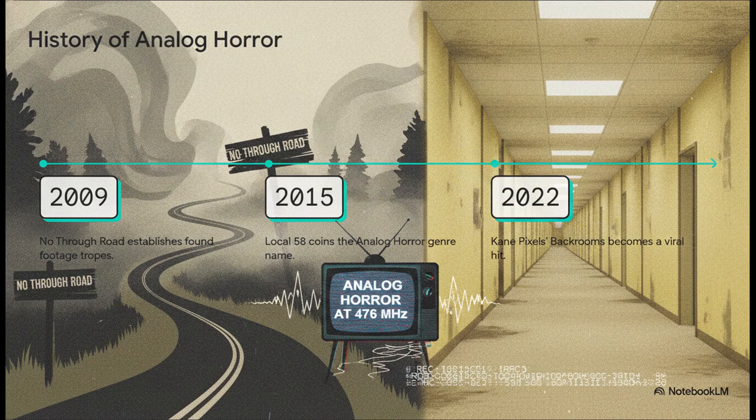Back in 2009, a 17-year-old creator dropped No Through Road, which pretty much established those early found footage tropes by trapping characters in a time loop on a dark country road. Fast forward to 2015, and Chris Straub's Local 58 literally coins the term analog horror with its wildly eerie public access broadcast aesthetic. And then, boom, 2022. Kane Pixels unleashes the Backrooms, turning a viral meme into a terrifying digital maze that perfectly mimics 1990s VHS footage. It turns out, old tech is the perfect medium for capturing total isolation.